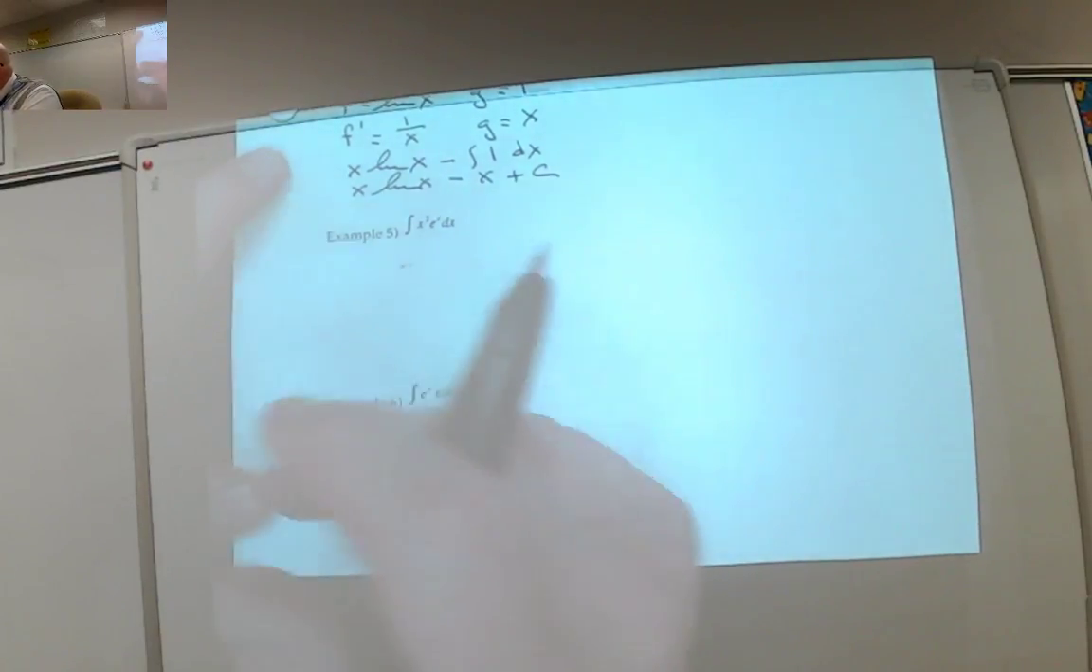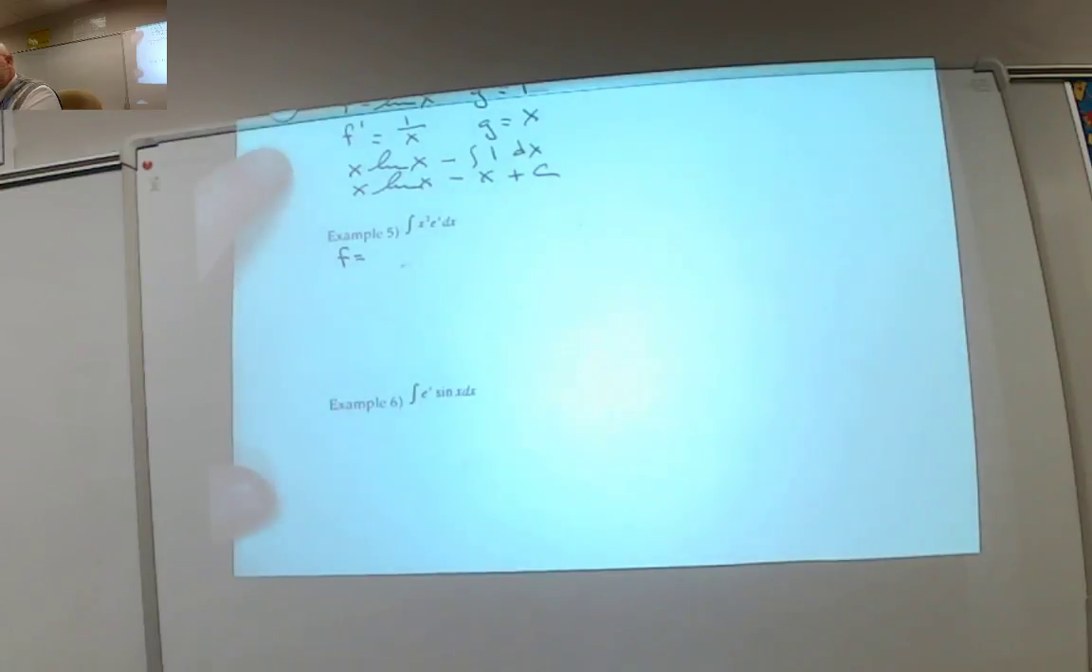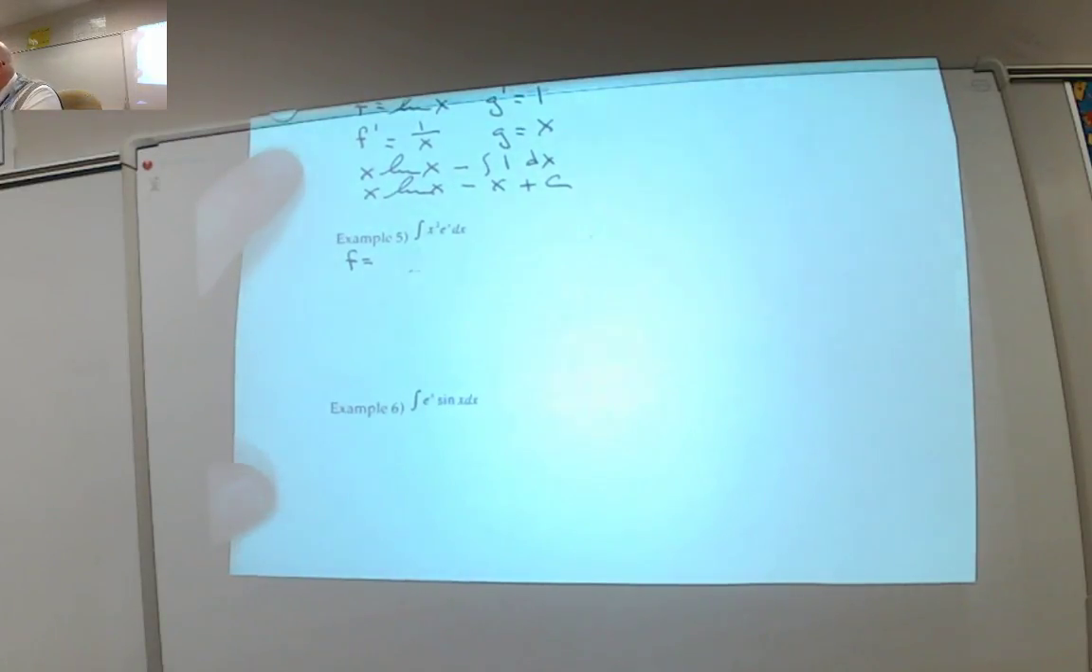Tiffany, number 5. What are you going to let f be? E to the x. Okay, you can. And then you would make g prime x squared. And then what would be the antiderivative of x squared? 1/3 x to the third. Correct. It got more complicated, didn't it?